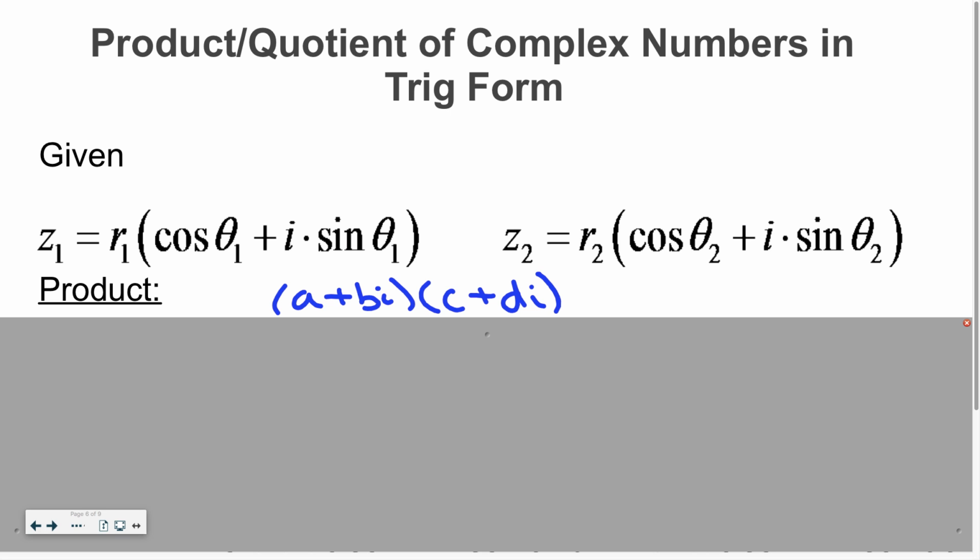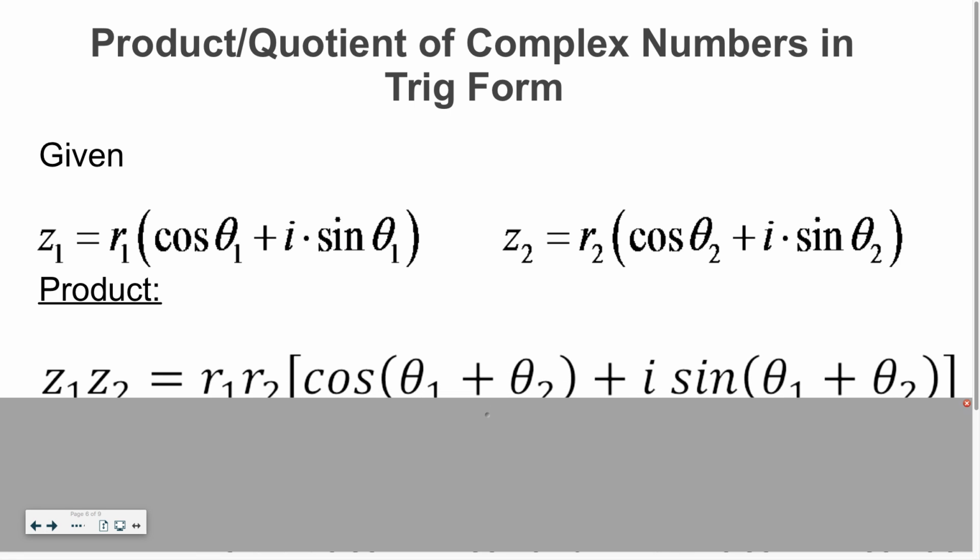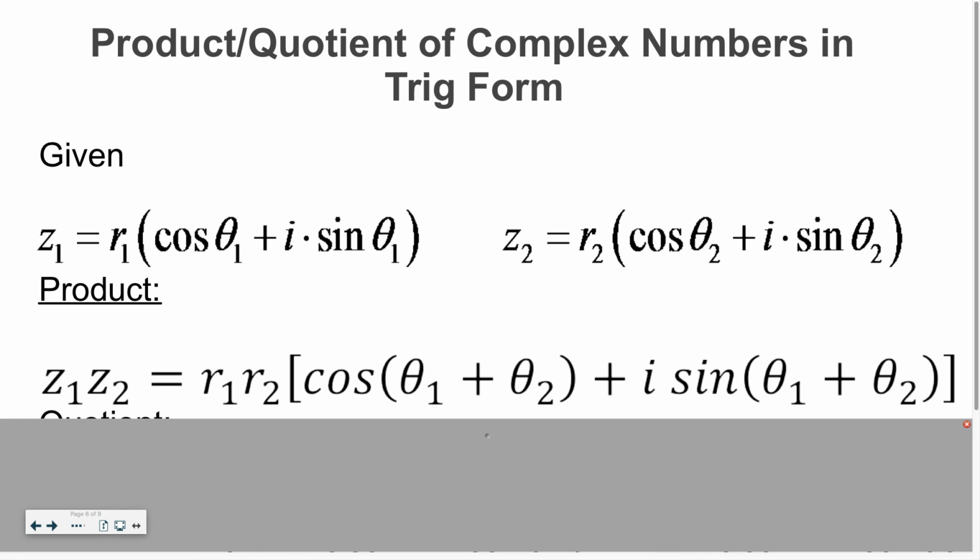If our complex numbers are in trigonometric form, then all we have to do... Okay, just look at it first. What's happening to the r's? They are being multiplied. What's happening to the thetas? They're being added. So we multiply r, we add theta, and then we're done.